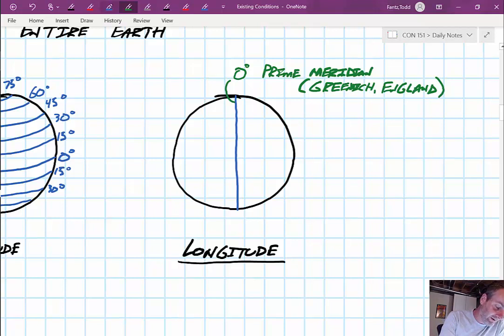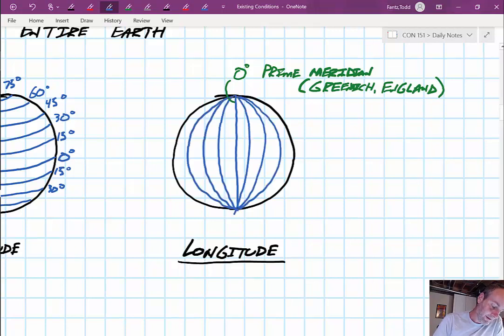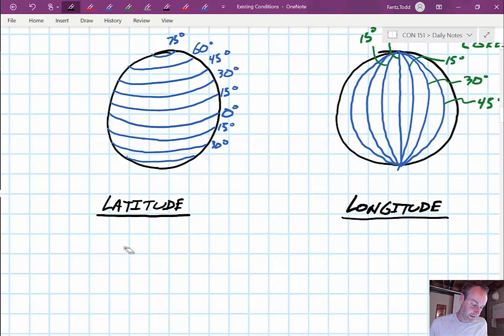And then as we're moving to the left or right, just like before, we're going to be changing by degrees. So I'd have something like this, and in the same way, our first one over would be 15 degrees, and then 30 degrees, and 45 degrees, and so on, and same idea with the other way. So that's our latitudes and longitudes in a nutshell.